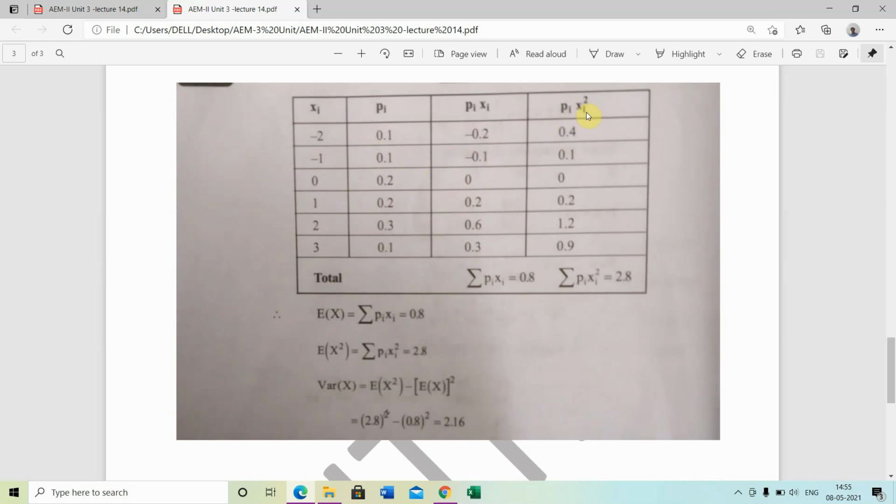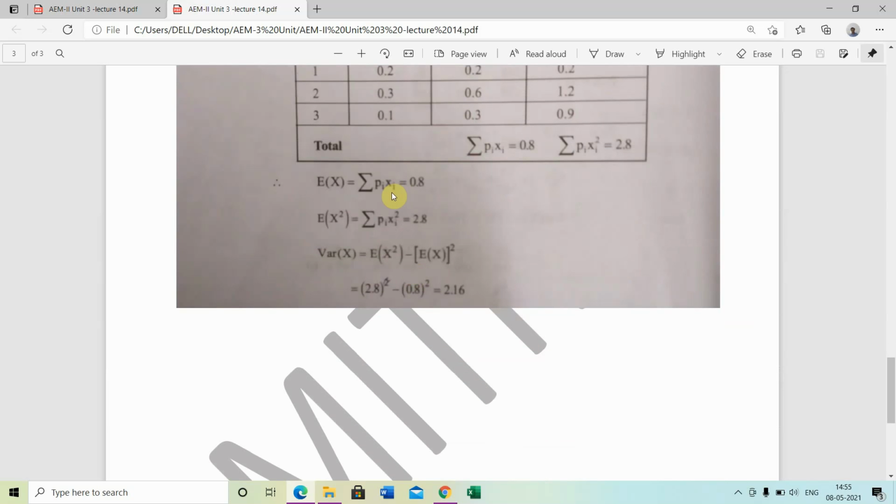Similarly, pi multiplied by xi square: xi squared, then multiplied by pi. We get 0.4, 0.1, 0, 0.2, 1.2, 0.9. If we take the summation, we get summation pi xi equals 0.8 and summation pi xi² equals 2.8. So E(x) is summation pi xi, which is 0.8, and E(x²) is summation pi xi², which is 2.8.